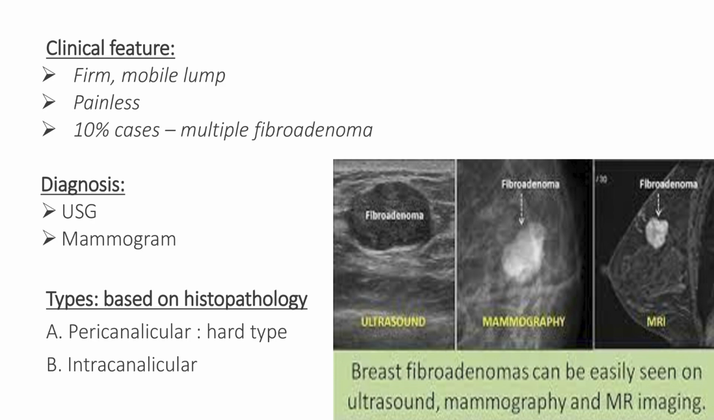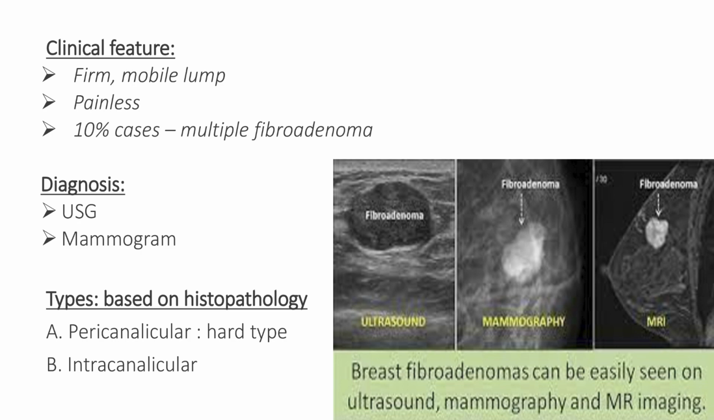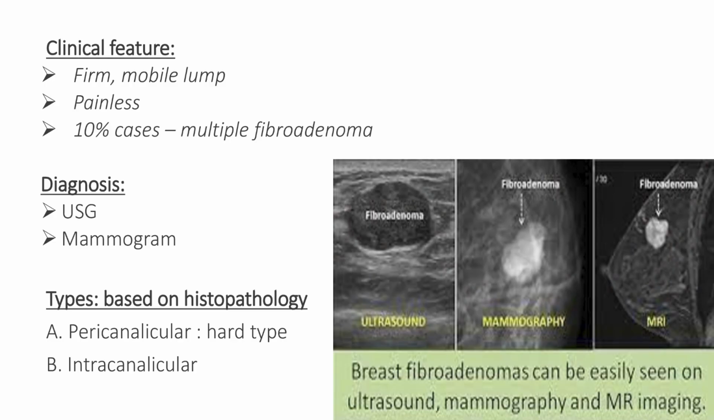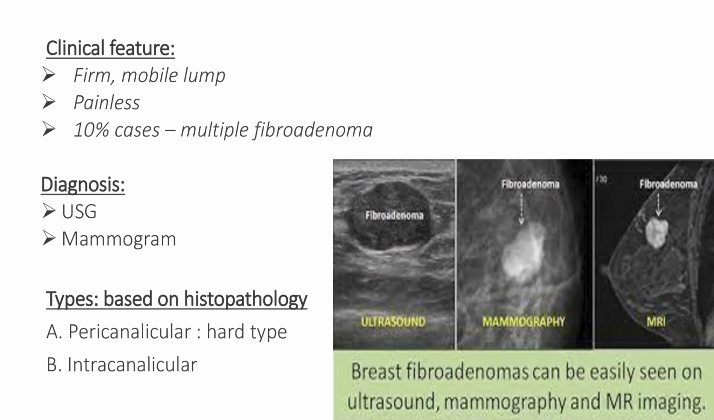Patients say, sir, there are many lumps in my breast, here, here and there. But fibroadenoma is multiple in only 10% of cases. Otherwise you have a solitary swelling in the breast, that is a fibroadenoma. Hardly is it multiple in number. But the patient says there are lumps in many places, please examine. Diagnosis is made by ultrasound, mammogram and MRI scan also.